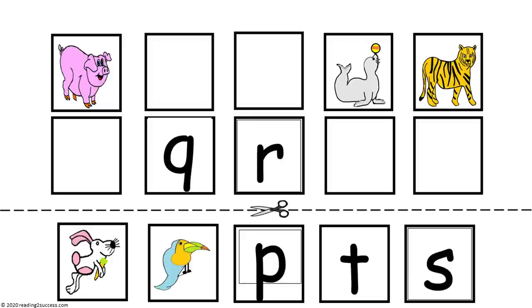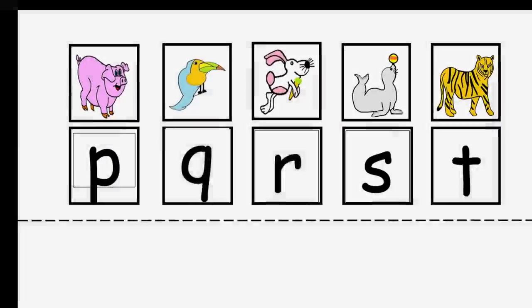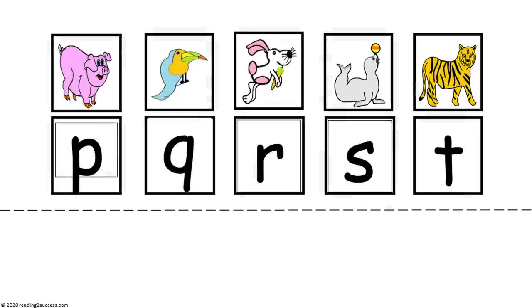And now for our review activity. Cut the pictures and letters below the cutting line, and then have children put them in the correct sequence. And this is an example of the completed practice page.